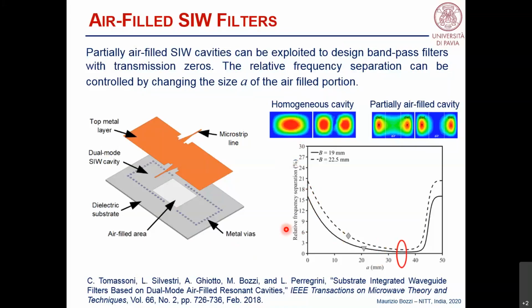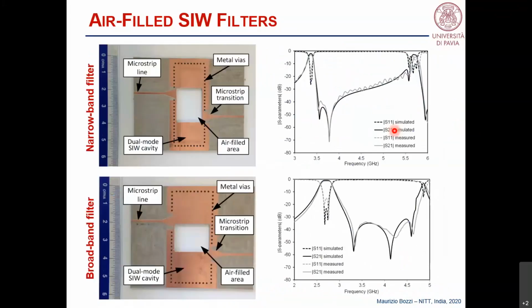So this means that if you want to use these 2 modes to define the pass band of your filter, you can select this dimension to obtain the resonance frequency of these 2 modes with the desired frequency separation. So from the modal analysis, you can design your filter. You can select the bandwidth of your filter. Here there are a couple of examples.